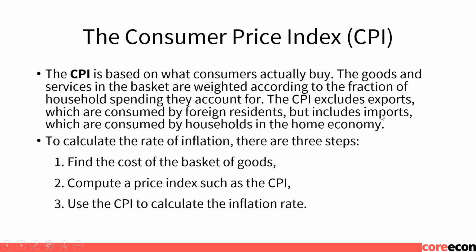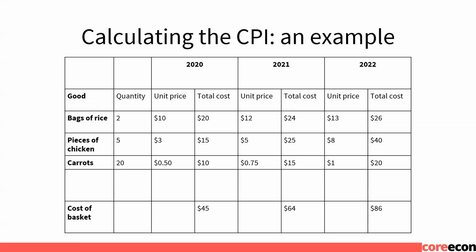And CPI will exclude exports, which are consumed by foreign residents, but includes imports, which are consumed by the households in the home economy. So if the imported goods are becoming more expensive, it is going to be reflected in CPI. And to calculate the rate of inflation, we need to take these three steps. Find the cost of the basket, right? So we look at the cost of the basket of goods and services. So what's the cost of that? Compute a price index using these prices, the costs, and then use the CPI to calculate the inflation rate from year to another.